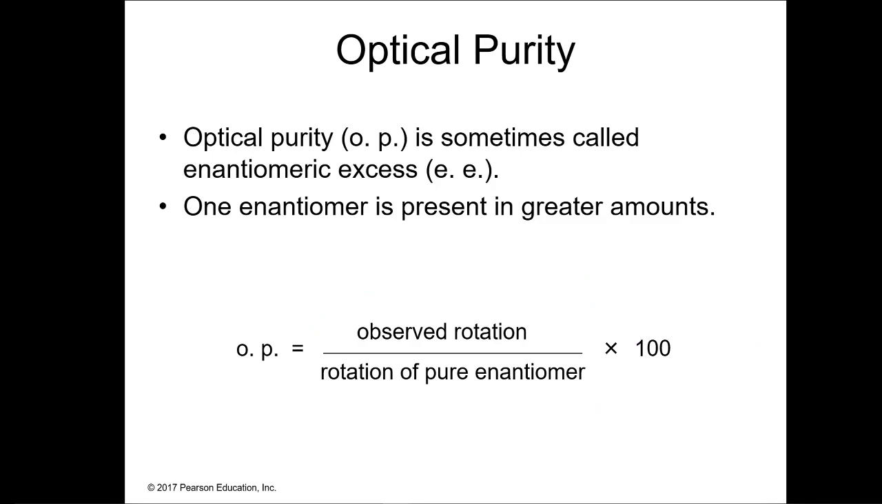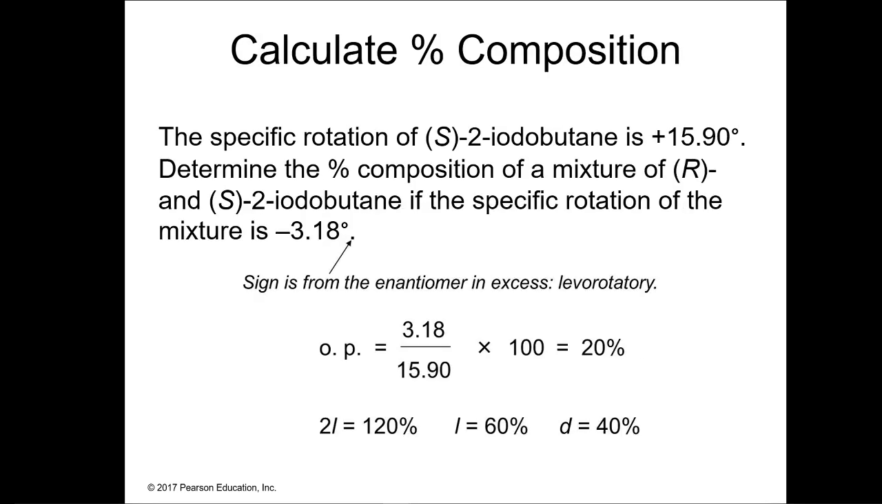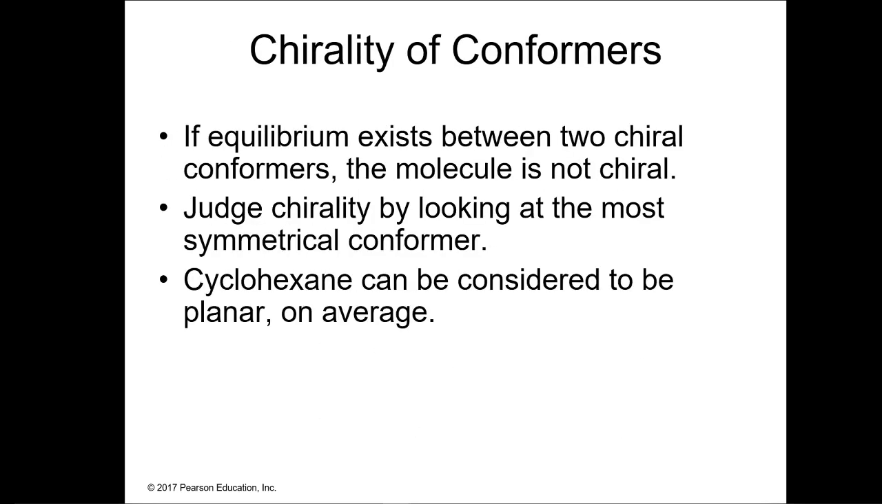So optical purity or enantiomeric excess is basically saying you got more of this rotation than the other rotation, which means you got more of this handedness than the other handedness. And we're not going to do the calculation. We're just going to move on.